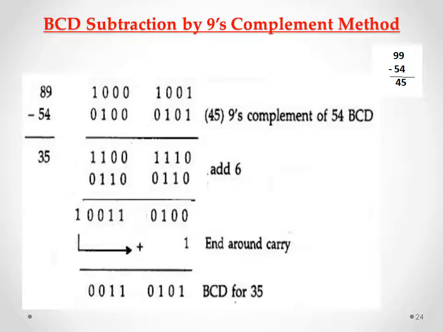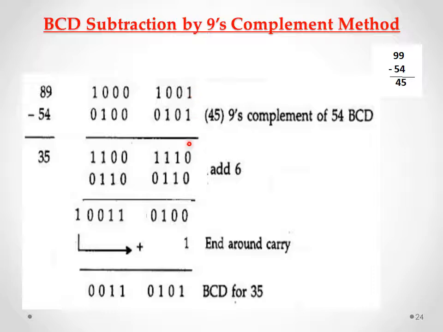Now in this example, 89 minus 54 is 35. It's direct subtraction. Now let's see BCD subtraction. In BCD subtraction, first we are finding the 9's complement of the subtrahend 54. So 99 minus 54 is 45. Now we are writing 89 in BCD form and 45 in BCD form.